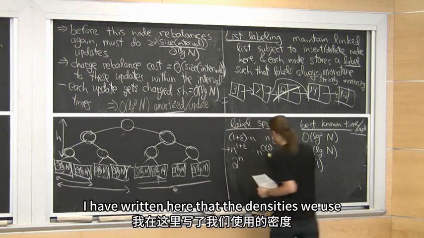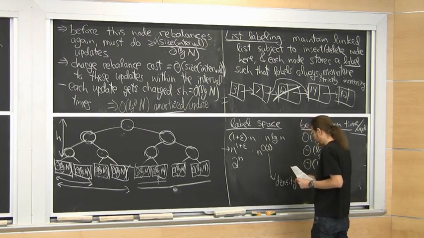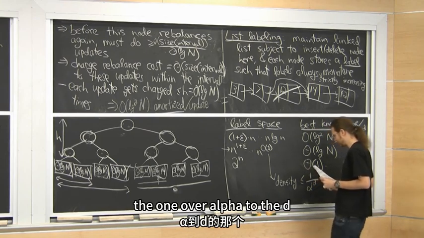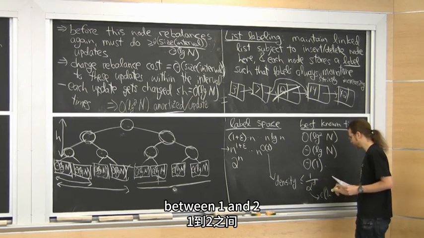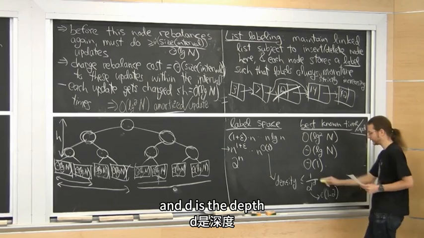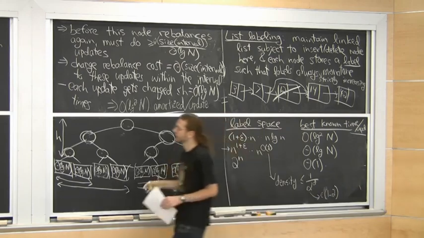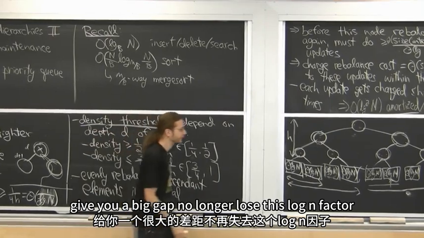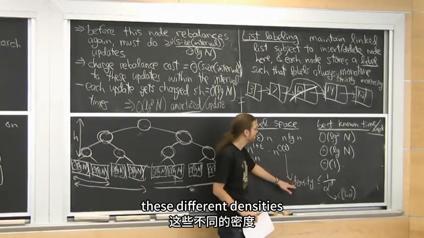I have written here that the densities we use are no longer uniformly spaced. They're 1 over alpha to the d. Alpha here is some constant in the interval between 1 and 2, and d is the depth. So now we have exponentially increasing densities, which give you a big gap. No longer do you lose this log n factor. Okay, so you use exactly the same data structure, with these different densities.